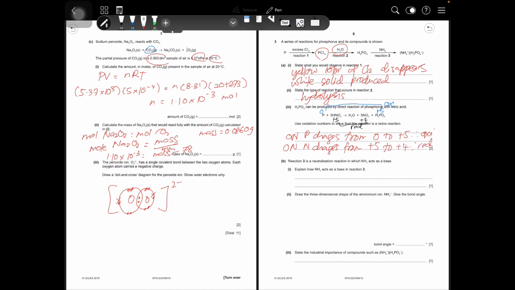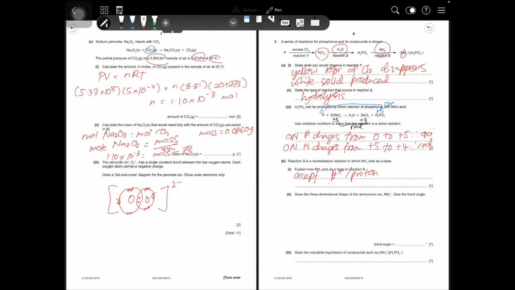Reaction 3 is a neutralization reaction in which ammonia acts as a base. For a base, according to Bronsted-Lowry, it must accept a proton, or according to Lewis, it must donate a lone pair of electrons. In this case, our ammonia accepts another hydrogen to produce ammonium ion. Hence, it is accepting H+, or accepting protons. That's how it acts as a base.